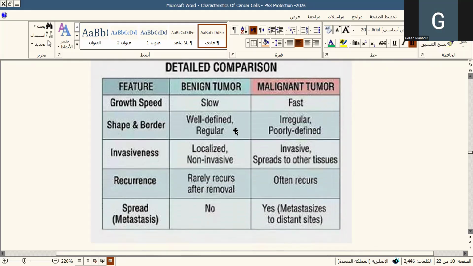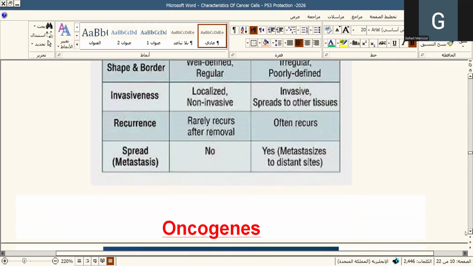As we said, the benign tumors have a well-defined regular capsule, whereas the malignant tumors have a poorly defined irregular capsule because they are trying to invade the other tissues, the neighboring tissues, with the help of enzymes they secrete. And since the benign tumor is well encapsulated and does not erode that capsule or invade the surrounding tissues, the benign tumor is localized and non-invasive, whereas the malignant tumor is invasive and can spread to other tissues.